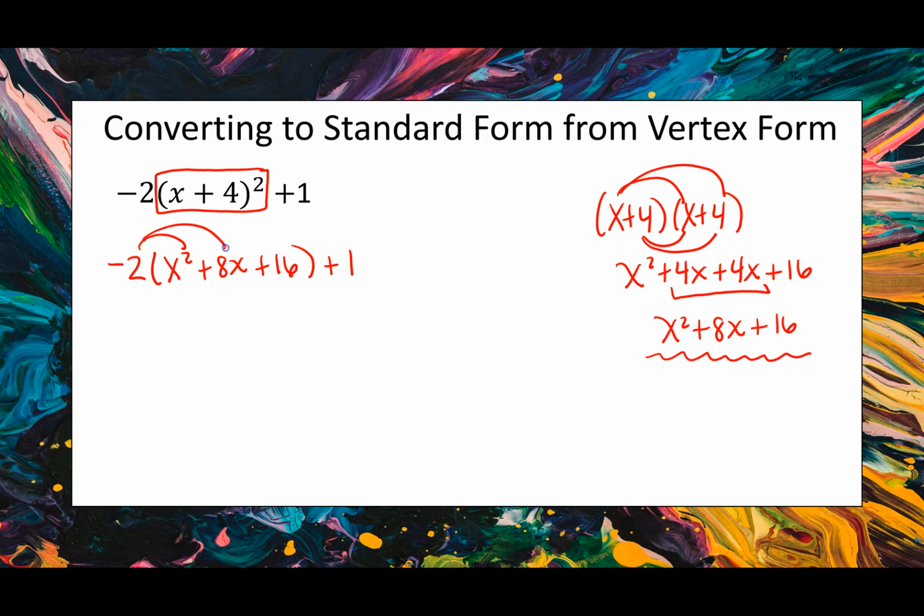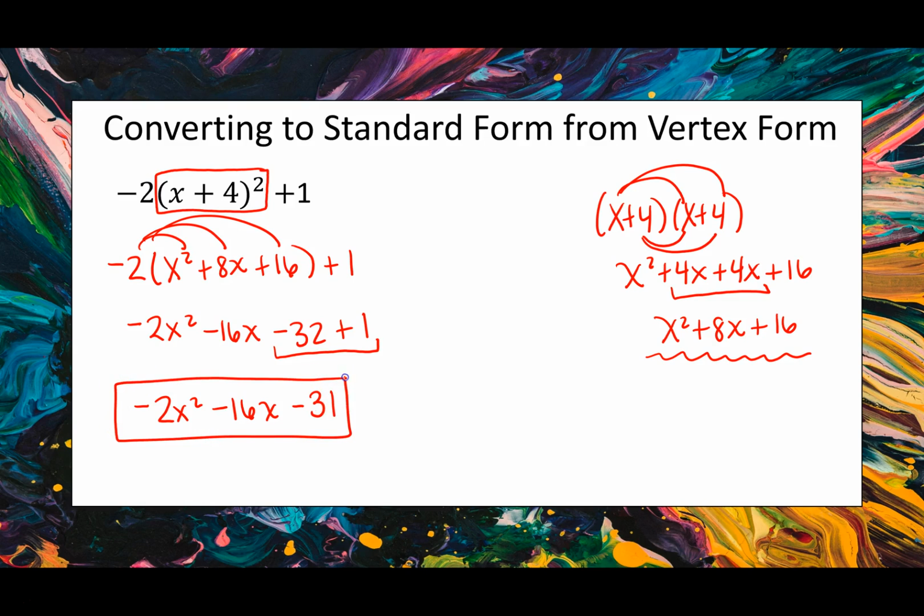I'm going to multiply that through because multiplication is next. That gives me a negative 2x squared minus 16x minus 32 plus 1. Now I can combine these two, and I get a negative 2x squared minus 16x, just recopying that down, and minus 32 plus 1 is a minus 31. So that's my answer.